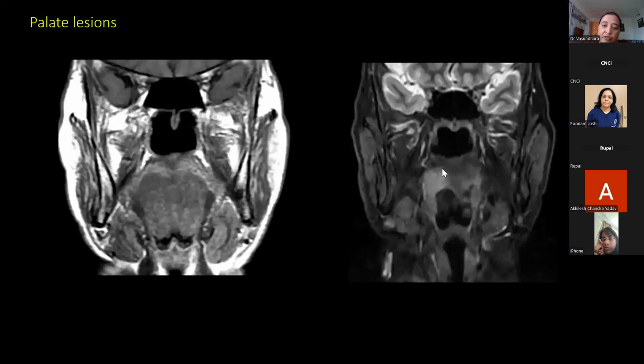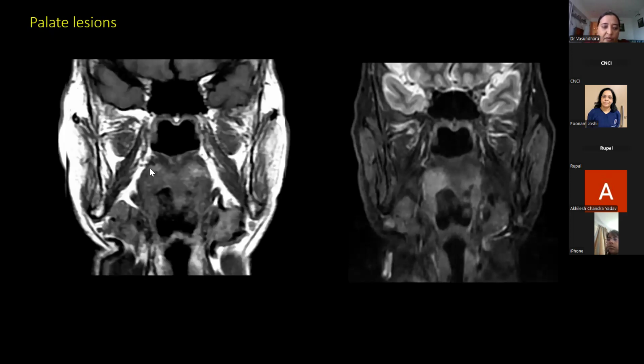Then again, I also use my T1 weighted image for my palate lesion, because the palate also has a lot of submucosal fat. So wherever there is fat present, the T1 weighted image becomes important to understand the depth of the disease. One more, this was extending all along over here on a T1 weighted image.